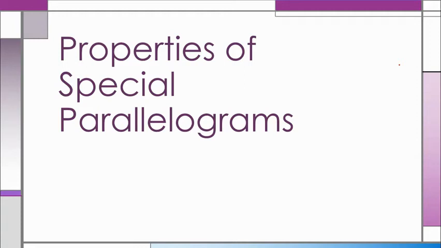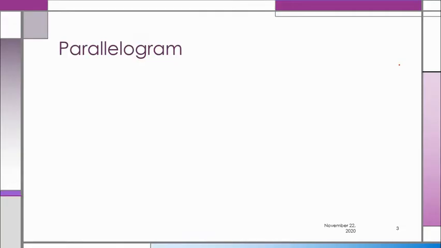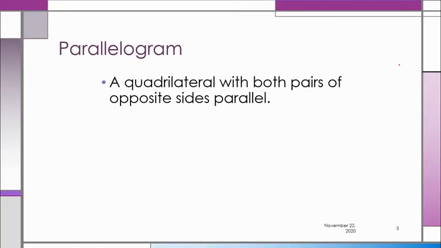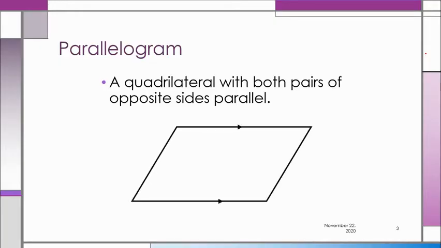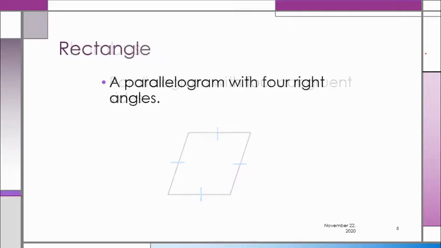Properties of special parallelograms. We are going to look at the properties of the diagonals of rectangles, rhombuses, and squares. Alrighty, so a parallelogram is a quadrilateral with both pairs of opposite sides parallel to each other. A rhombus is a parallelogram with four congruent sides. The rhombus also normally makes a diamond shape.